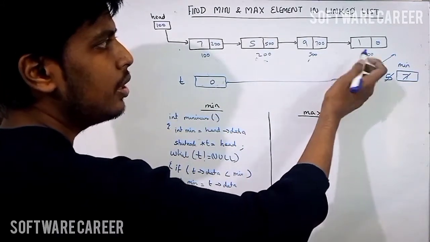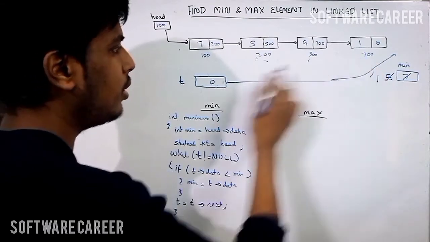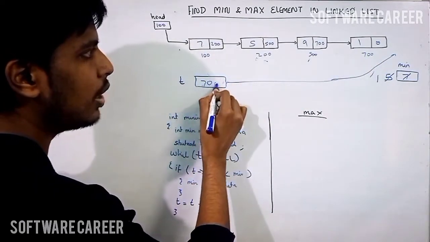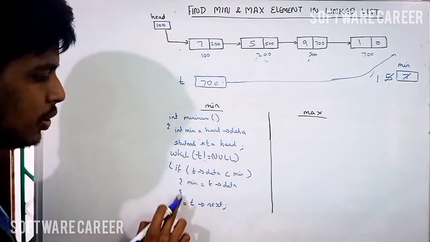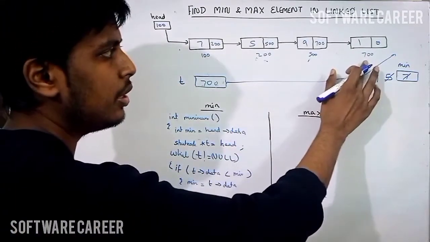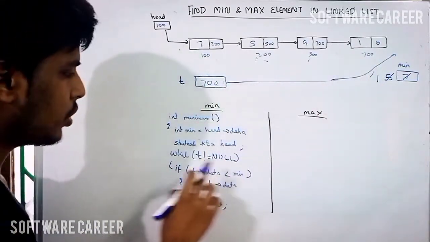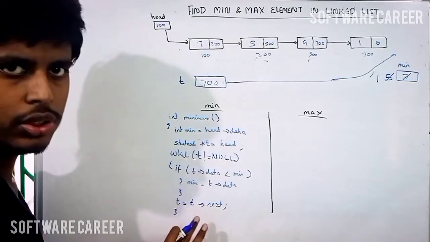It compares this data when t is 700. So 700's data is 1, so it enters into this condition. Till this much only it enters. When it is 0, it does not enter. So I am writing this condition: while t not equals to null.